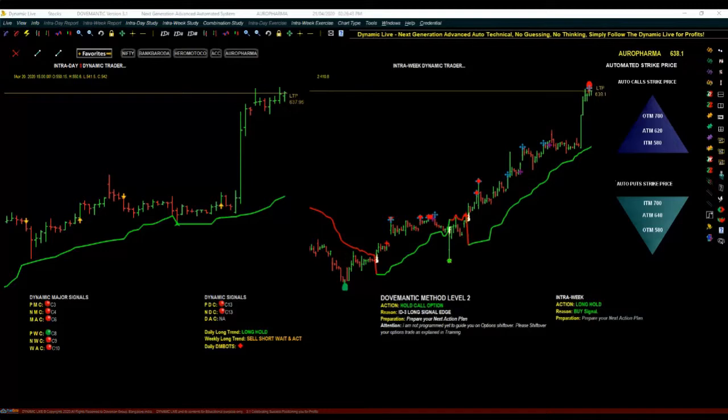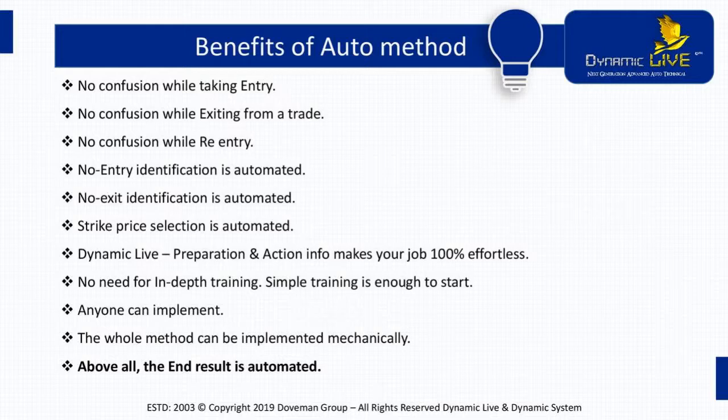Now these are some of the major benefits you can get from this dynamic live intelligence. From here on you will not have any more confusion while taking an entry or an exit, because you don't have to do any analysis. You can simply go ahead and do the trade. And when not to enter, when not to exit, even that is automated, so you don't have to sit and do any research. And when it comes to trading in options, how to select the right strike price is also automated. You can simply start trading and start making money.